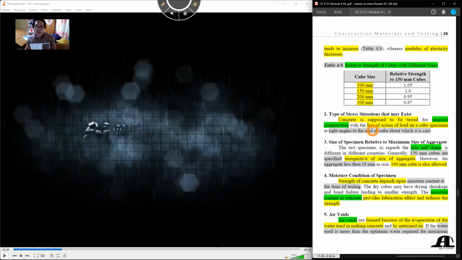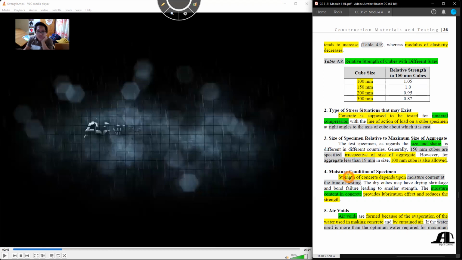Okay? Then this one, in terms of the size of the specimen with regard to the maximum size of aggregate. Generally, class, when we use cubes, the aggregates, class, we limit to 38 mm. So if we use cubes, we use 150 mm. Okay.